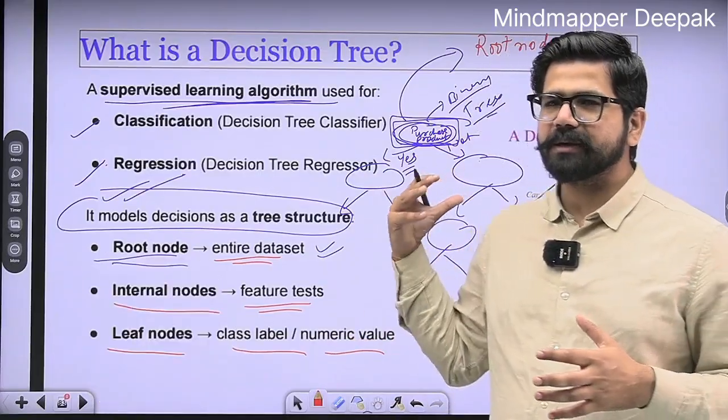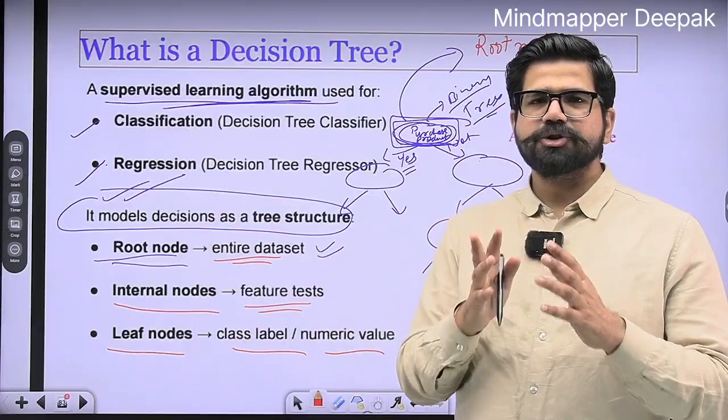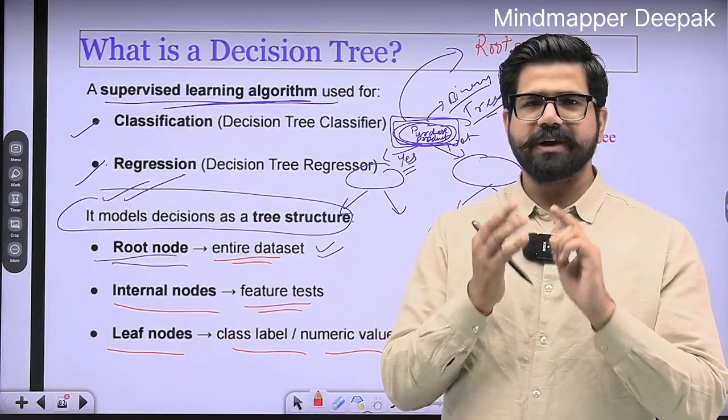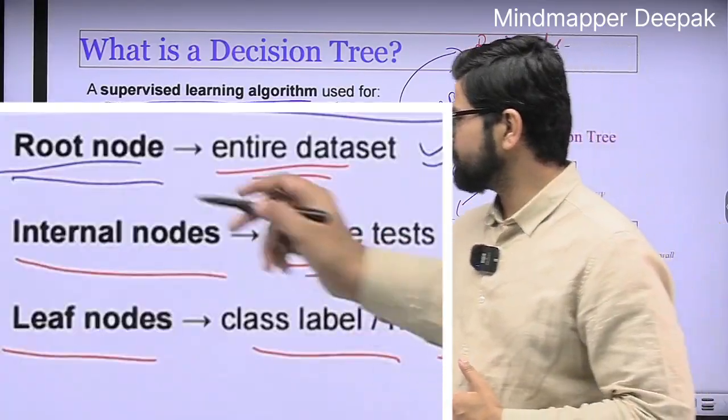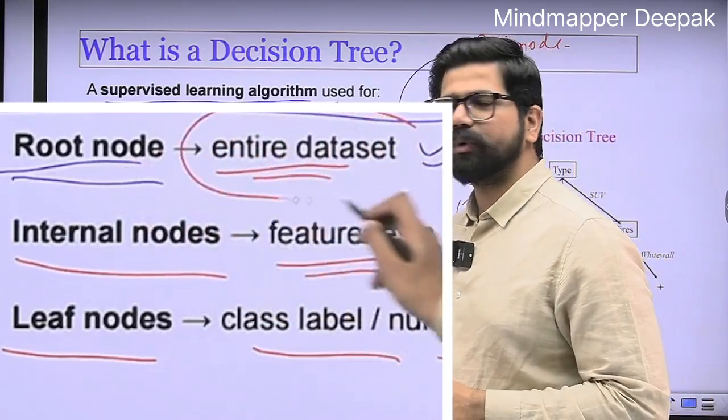In the upcoming slides, you can find how these three things are classified. You must keep in mind that in the decision tree we have three major things. The first one is the root node. What are the root nodes? They are the entire data set: the complete data set you have put on the root node.